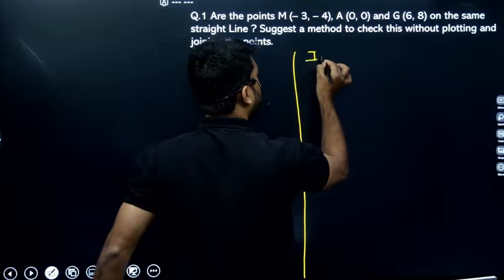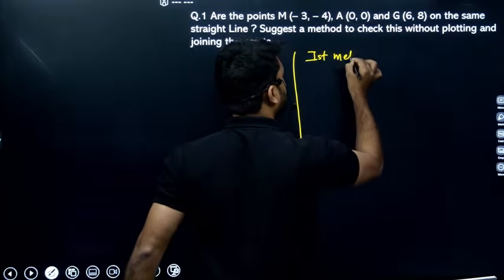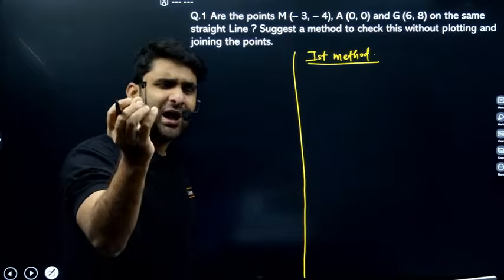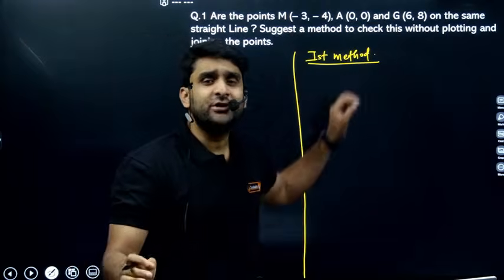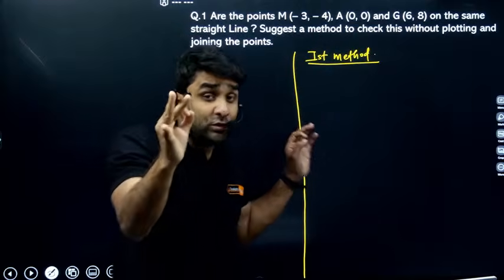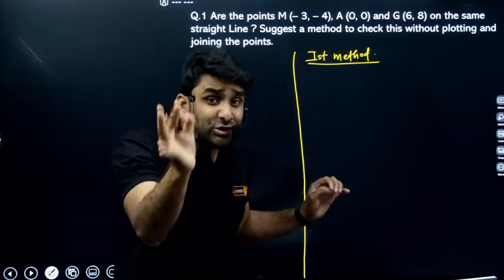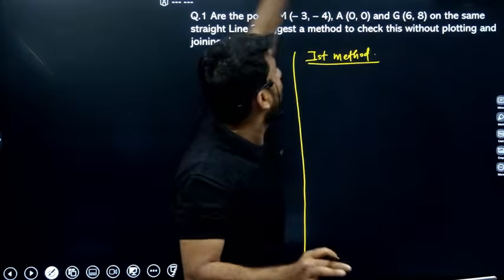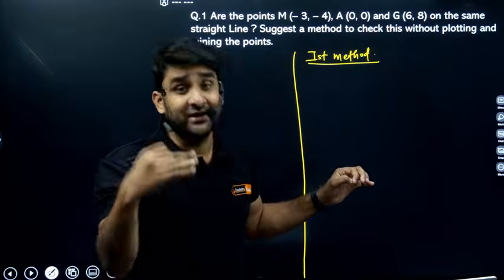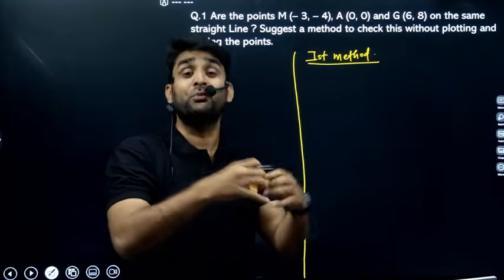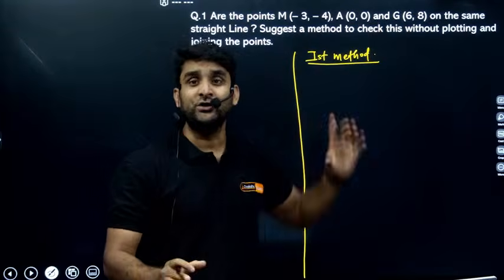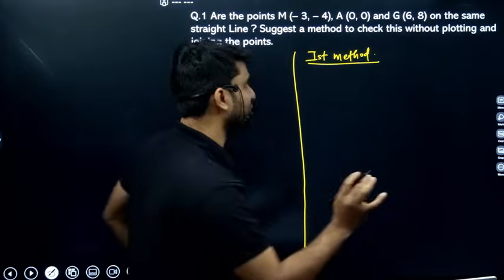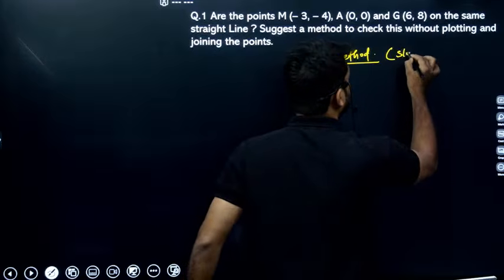So first method. My dear class 9th ninjas, just imagine these 3 points are on the same straight line. What should be the condition? The slope between MA, the slope between AG, and the slope of MG should be the same. If the slopes are identical, then only these points will be on the same straight line, right? So the first method is the slope concept.